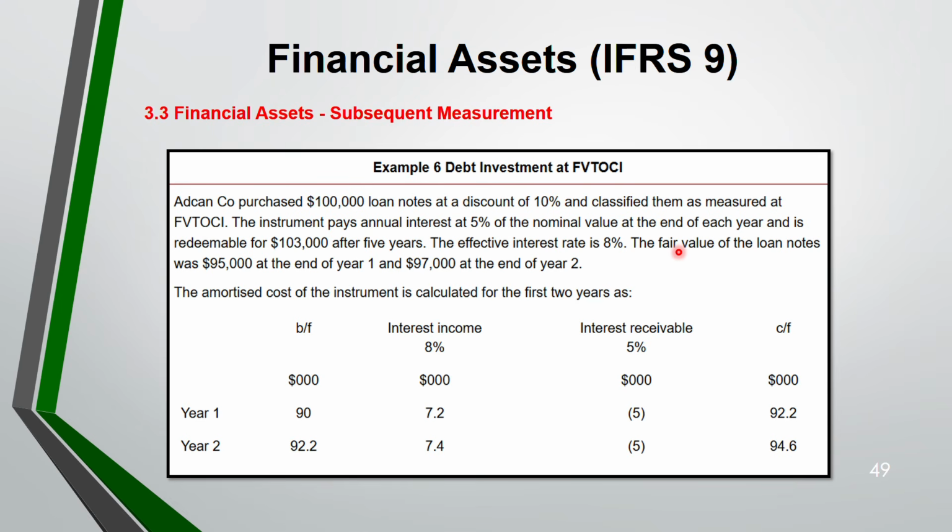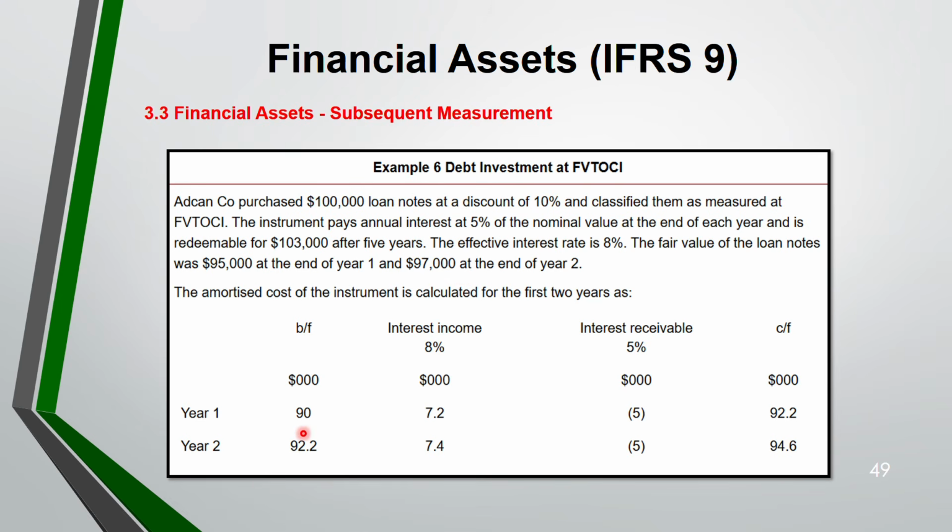So the fair value of the loan note was 95 in year 1 and 97 in year 2. Now what do you have to do? The first two lines we have done, right? 97.2 and 5, 92.2. Then 92.2 plus 7.4, that is 8% on this, less 5% on 100, that is 5, gives 94.6. You have to compare this 92.2 and this 94.6 with 95 and 97. Of course, the fair value is more in both cases.